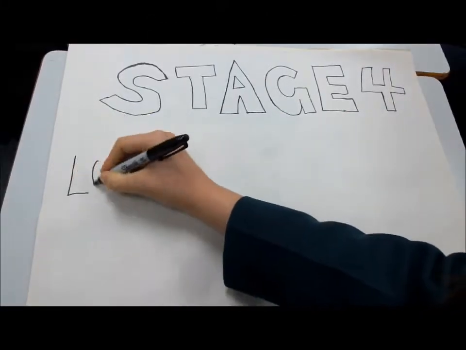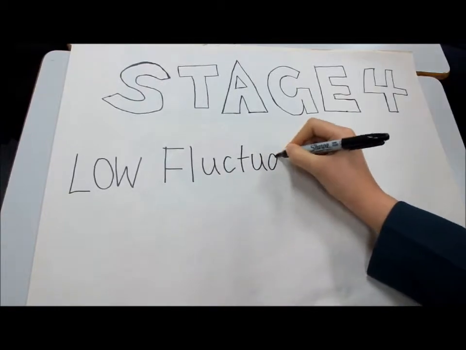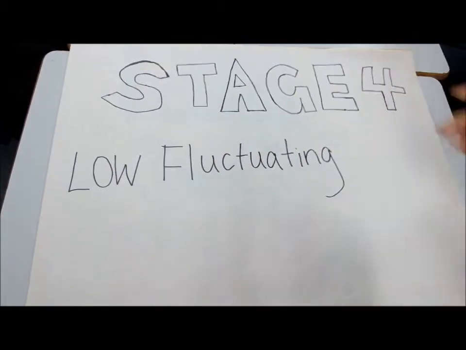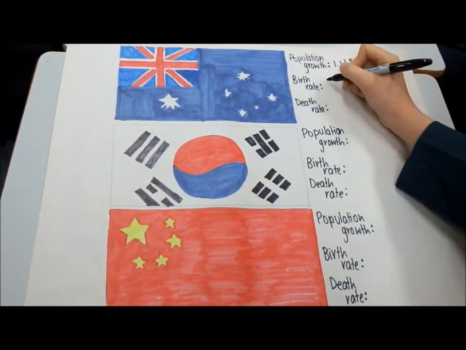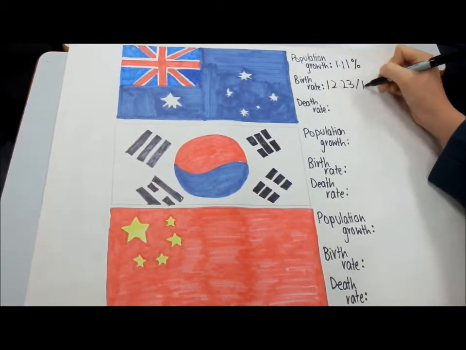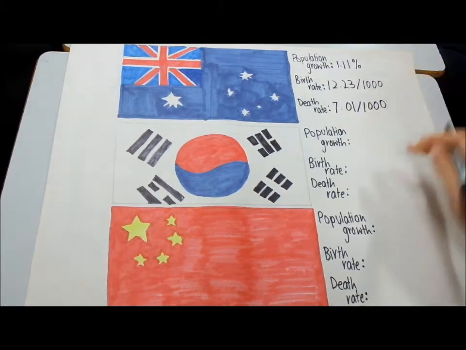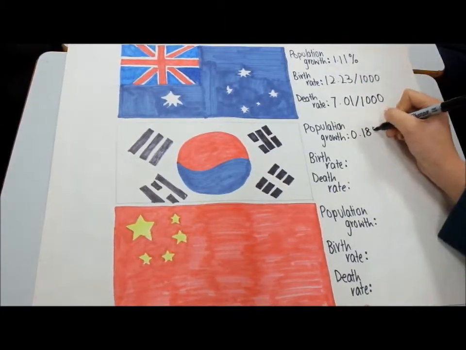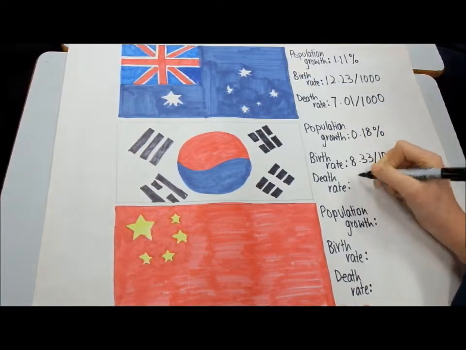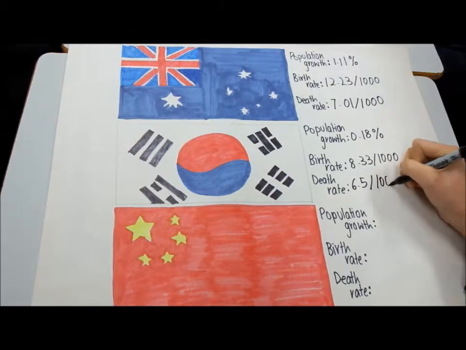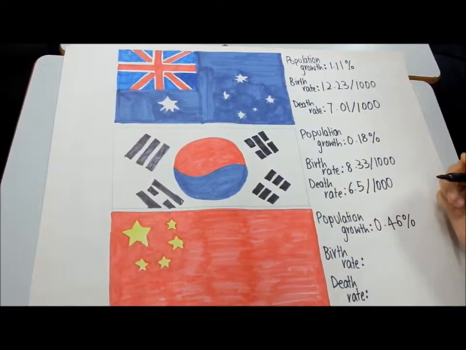Stage 4. Low fluctuating. Birth rates and death rates remain low, fluctuating slightly to give a steady population. Australia, population growth rate 1.11%, birth rate 12.23 births per 1,000 population, death rate 7.01 deaths per 1,000 population. South Korea, population growth rate 0.18%, birth rate 8.33 per 1,000 population, and death rate 6.5 per 1,000 population.